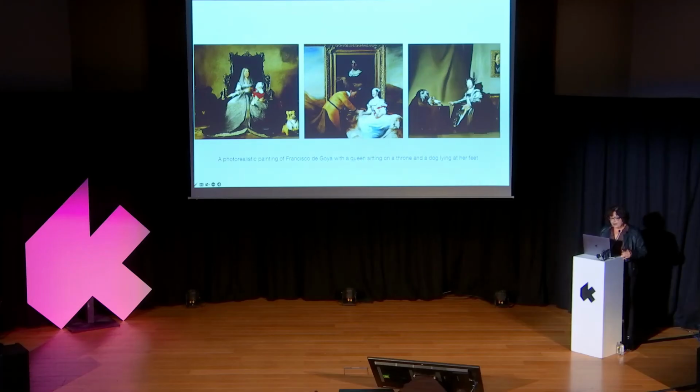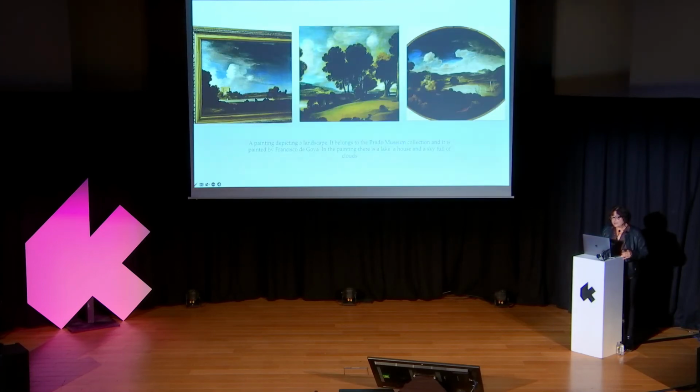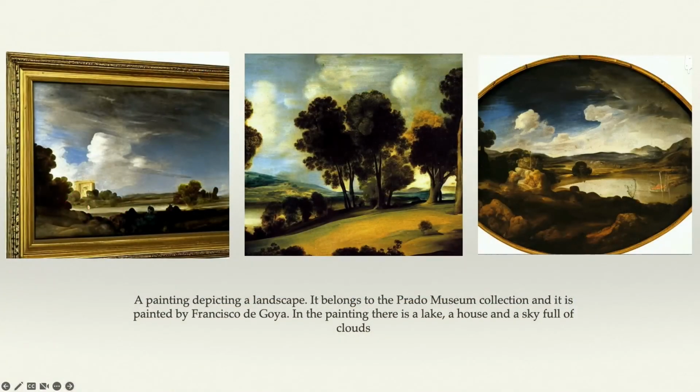On the slide, you can see 3 images generated by DALL-E from the description, a photorealistic painting of Francisco de Goya with a queen sitting on a throne and a dog lying at her feet. And on this slide, you can see 3 images generated from the description, a painting depicting a landscape. It belongs to the Prado Museum collection, and it's painted by Francisco de Goya. In the painting, there is a lake, a house, and a sky full of clouds.